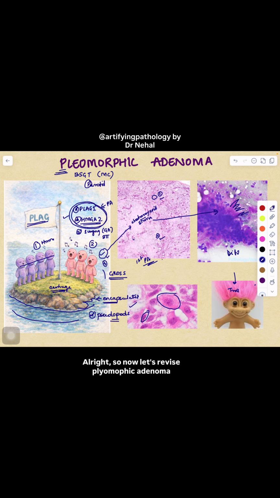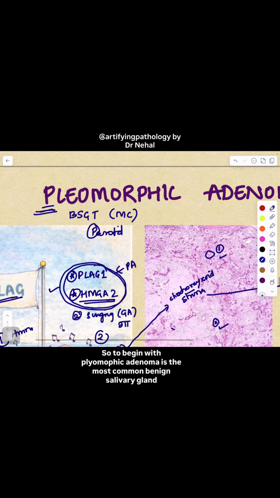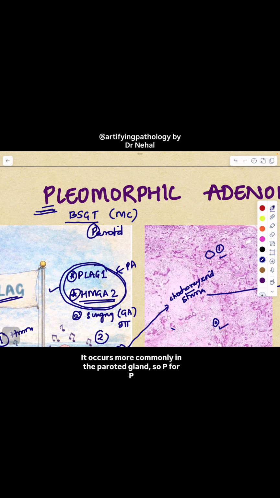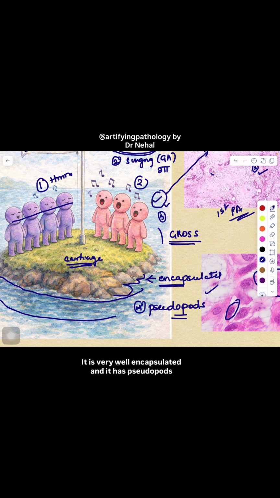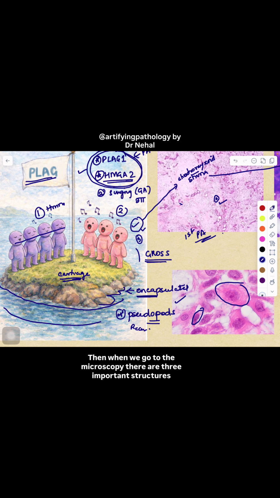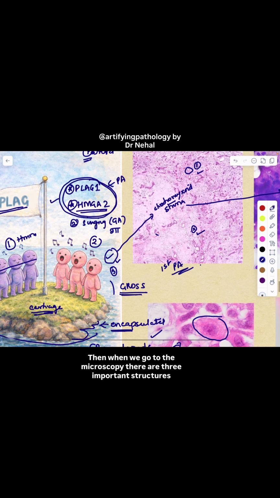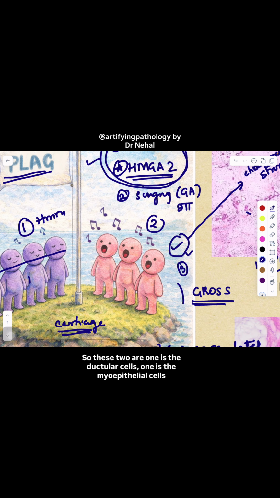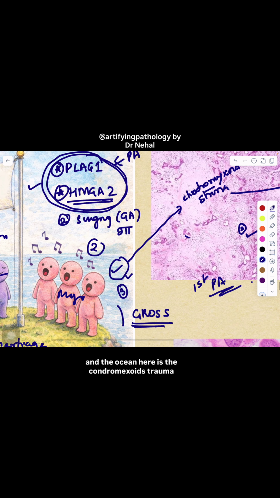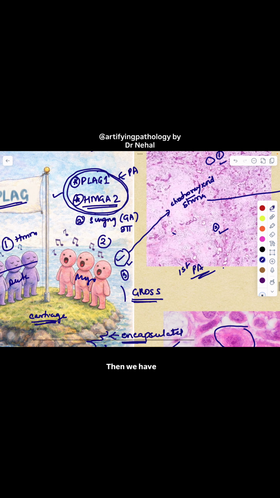Alright, so now let's revise pleomorphic adenoma. To begin with, pleomorphic adenoma is the most common benign salivary gland tumor. It occurs more commonly in the parotid gland, so P for P. Then going to the gross, it is very well encapsulated and it has pseudopods because of which it can recur. Then when we go to the microscopy, there are three important structures. One is the ductular cells, one is the myoepithelial cells, and the ocean here is the chondromyxoid stroma.